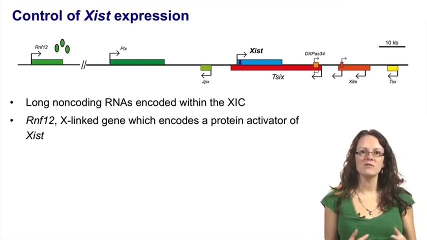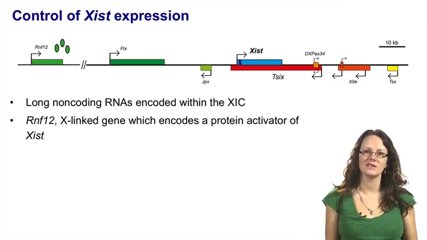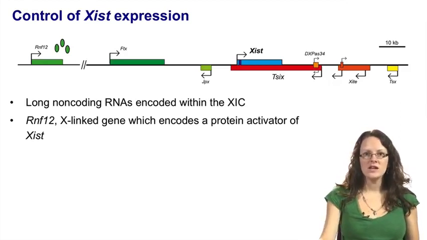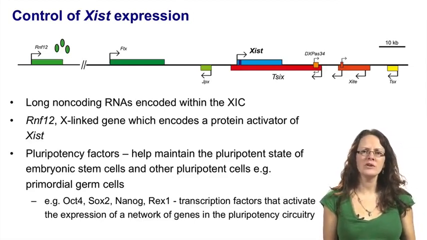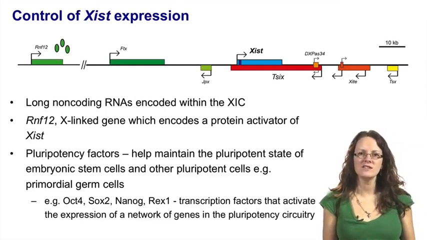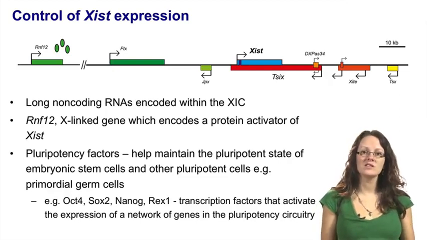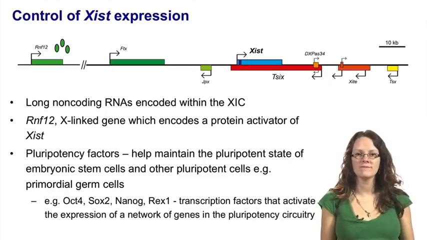And you remember I said that really these first few stages of X inactivation are all about determining whether Xist will be expressed or not and controlling the expression of Xist. So these other factors are known as the pluripotency factors. Pluripotency factors tend to be transcription factors, and what they do is they regulate the expression of genes that are involved in maintaining pluripotent cells. So for example, embryonic stem cells or primordial germ cells.